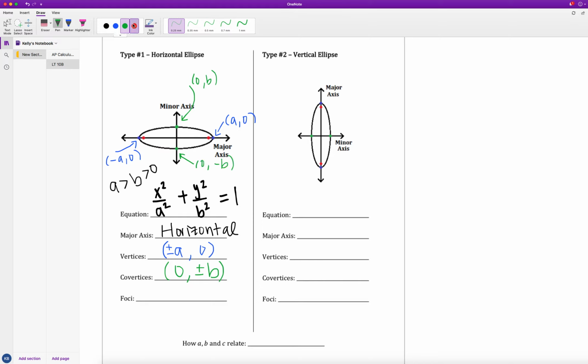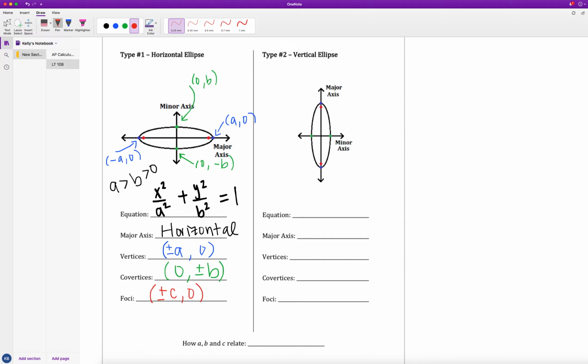Now my foci are also labeled on my graph. They're these red points right here, and they're on the x-axis as well. So their coordinate pairs, which are x-intercepts, are at plus or minus c, comma 0.